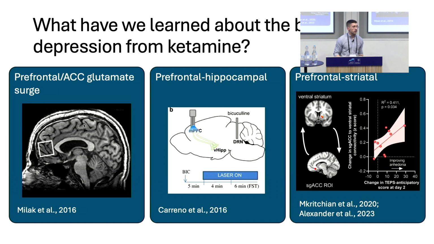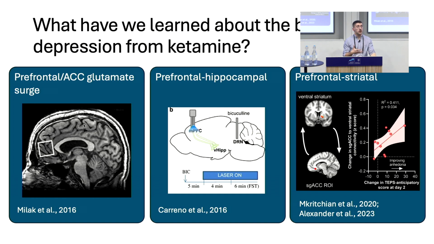Secondly, projections from the medial prefrontal cortex and the anterior cingulate cortex to the hippocampus have been causally implicated from rodent studies in ketamine's antidepressant effects. So in this study in 2016, in the middle here, they used optogenetic strategies to specifically activate projections from the medial PFC to the ventral hippocampus, and they found that this could recapitulate ketamine's rapid antidepressant-like effects on the forced swim test in rodents.